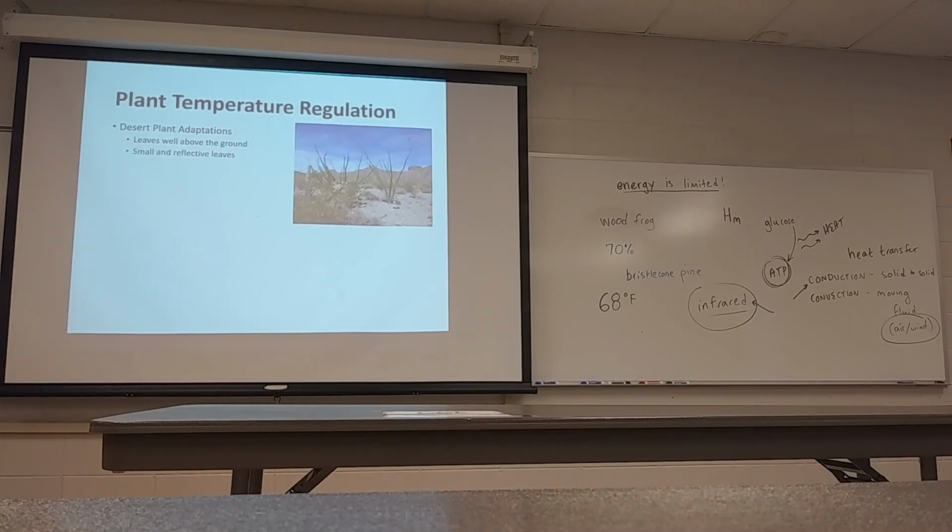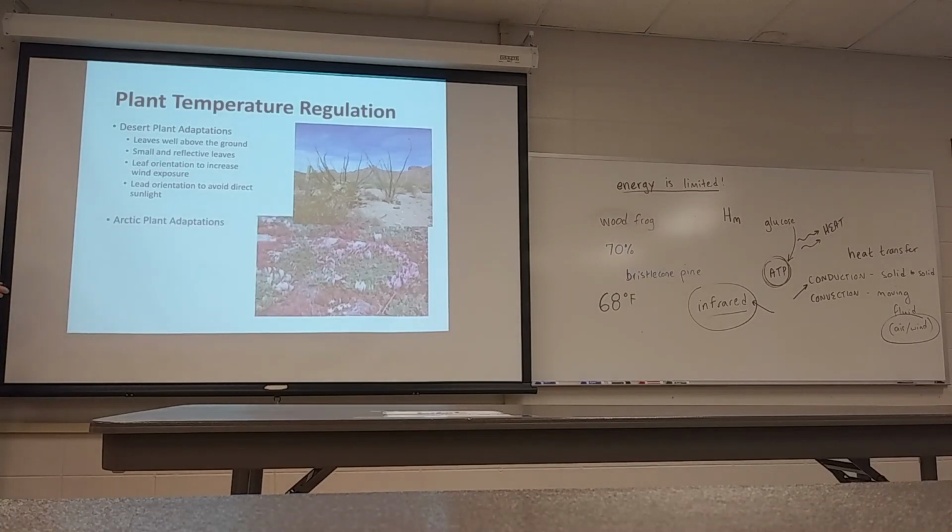The leaves are small, right? Less surface area, and they're reflective. They tend to be lighter in color so that they don't absorb as much electromagnetic radiation, minimizing the amount of absorbed heat. Plants will also orient their leaves to maximize wind exposure and increase heat loss by convection through wind. They'll orient their leaves so that sunlight is not directly hitting them, so they get less of that heat through electromagnetic radiation. On the other hand, plants in the tundra face the opposite challenge.